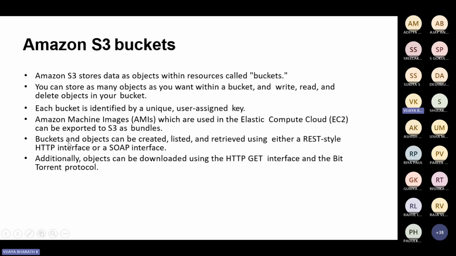Buckets and objects can be created, listed, and retrieved. How can you retrieve them? Using the HTTP interface, through a link, you can access the data stored in that S3 bucket. There is also the SOAP interface. You can use it in your application as well. If you want to frequently access an image stored in an S3 bucket, you can use this interface. Additionally, objects can be downloaded using the HTTP GET interface and the BitTorrent protocol.